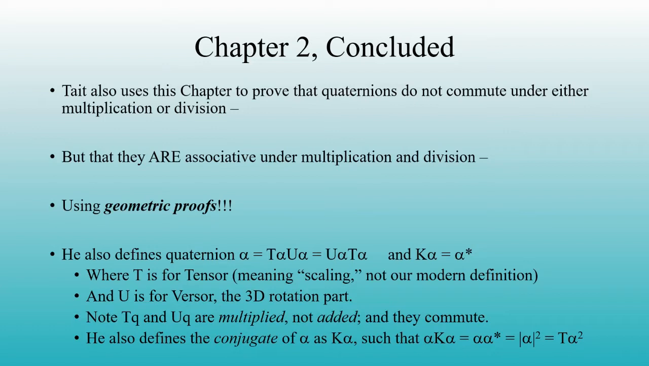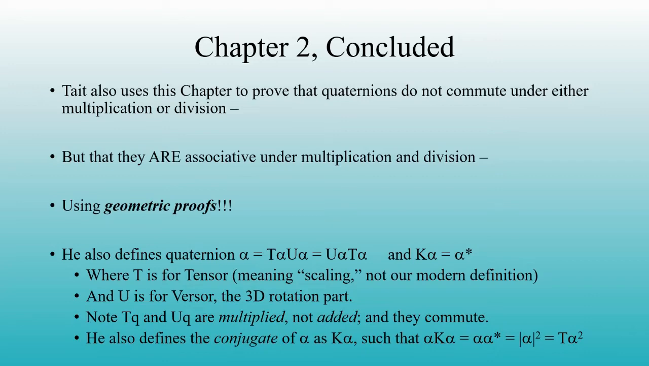Tait notes that scaling and rotating are multiplicative operations, not additive, but that the order doesn't matter, so that T and U commute. Okay, he also defines K alpha, which is what we would call the complex conjugate, or in this case the quaternion conjugate of the quaternion alpha. K alpha is also a 4D quaternion with the property that alpha times K alpha yields a scalar product, the square of T alpha, which is also equal to the square of T alpha.